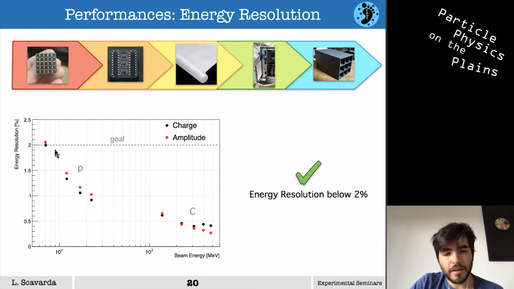So in the full energy range foreseen by the FOOT experiment, energy resolution below 2%. And here again, we have the double markers, one calculated with the amplitude analysis and the second one with the charge analysis.